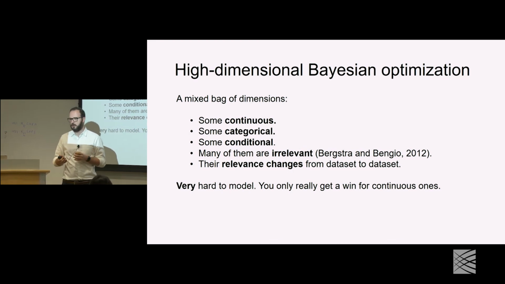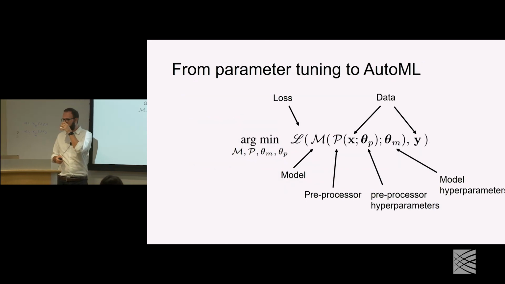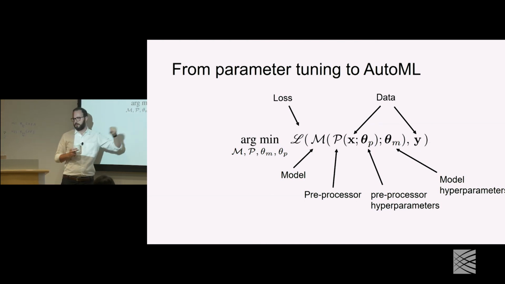So why even try? Could you go back one slide? I just wanted to see it again. Thanks. Yeah, so this is argmin with respect to model, preprocessor, and parameters of both.